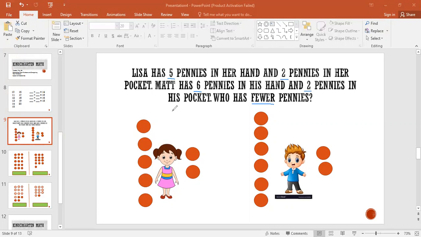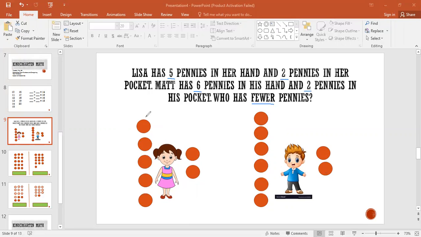Good, we can figure out how many pennies they have all together, each of them. So these circles I have here are my pennies. These circles are how many pennies are in her hand, and these are how many pennies are in her pocket. This is how many pennies Matt has in his hand. This is how many Matt has in his pocket. So let's go ahead and start by counting up how many pennies they each have.